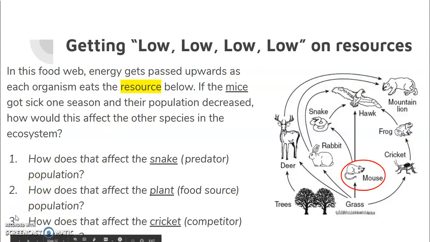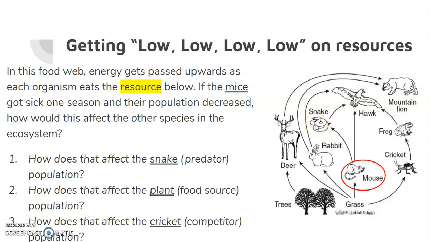Snakes are a major predator for the mice. So if the mice decrease, now the snakes have no food source. So our snake population is going to be directly affected. Since you can see only one arrow going toward the snake, that means that the snake only has one food source. So if their one food source, the mouse, decreases or goes away, the snake will either need to find another food source, maybe try to consume small rabbits or frogs, or the snakes will die.